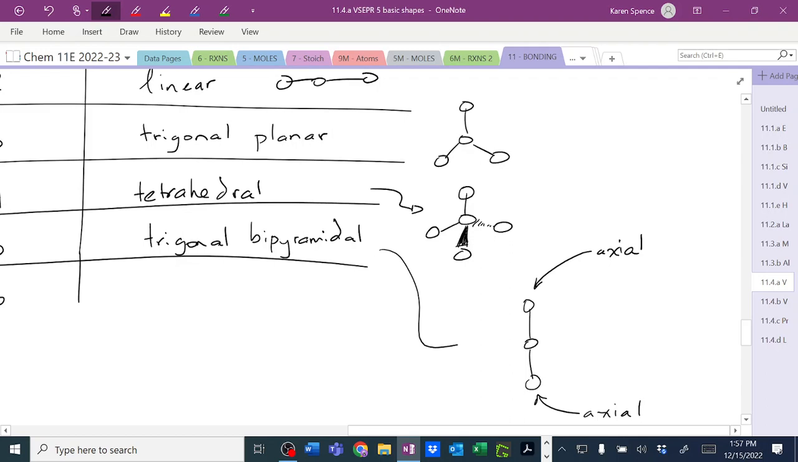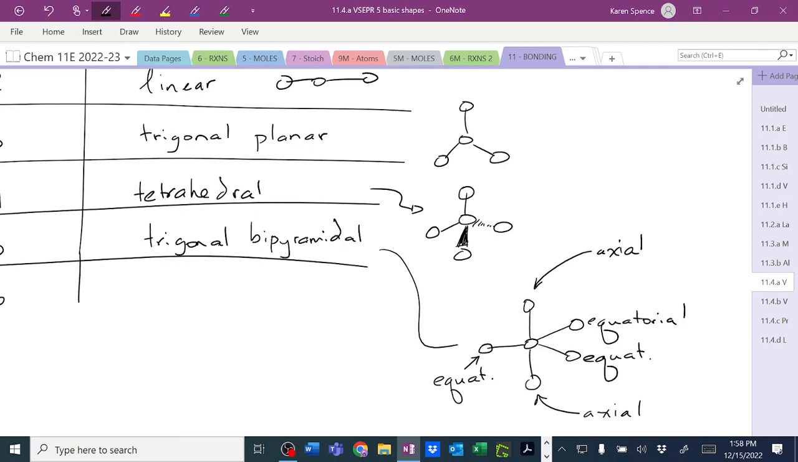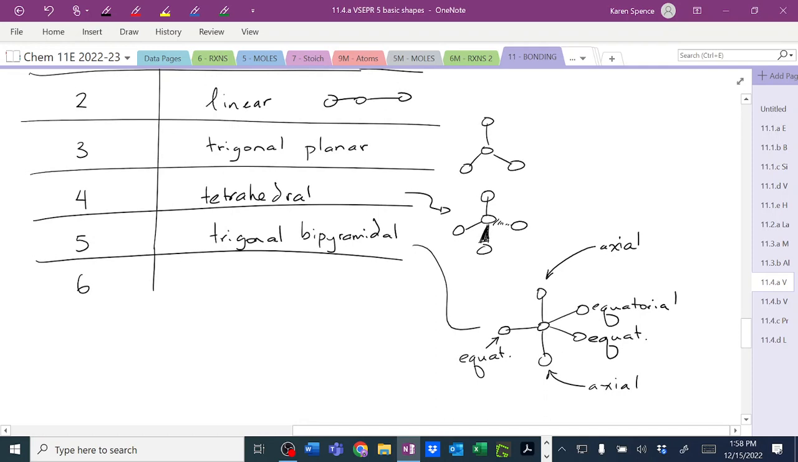And then where do the other three go? In a trigonal plane around the central atom, around the equator, like a tutu. So these are equatorial, equatorial, equatorial. That's where Ecuador got its name from, because it's really near the equator. Okay, so that is our 5 electron domain.